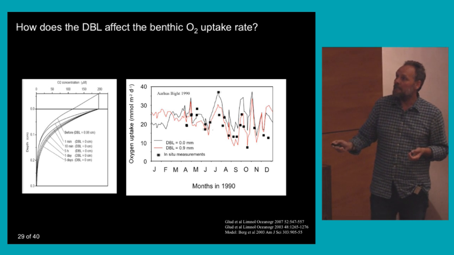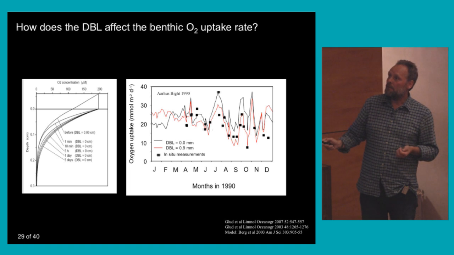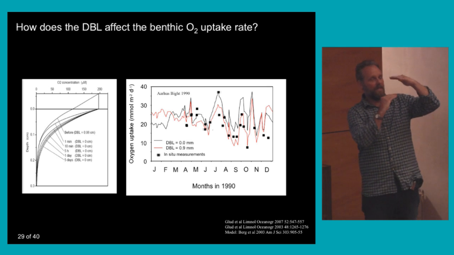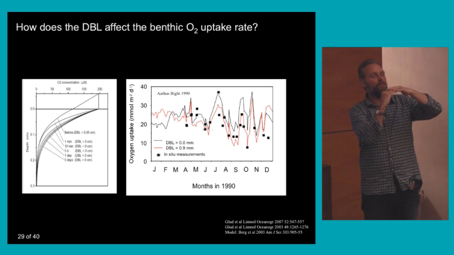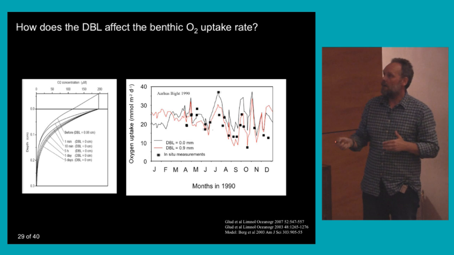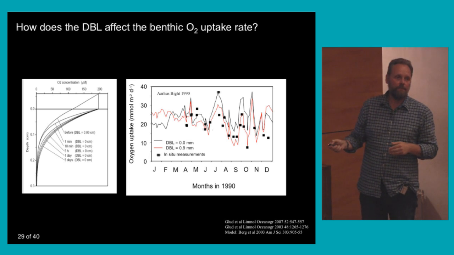And what you see here in the summer is what you would expect. You see that the diffusive oxygen uptake rate is vastly higher when you don't have a diffusive boundary layer, because you don't have that limitation of oxygen diffusing into the sediment. However, what you see in the winter is the opposite, because here the oxygen uptake rate is actually higher where you have a diffusive boundary layer.